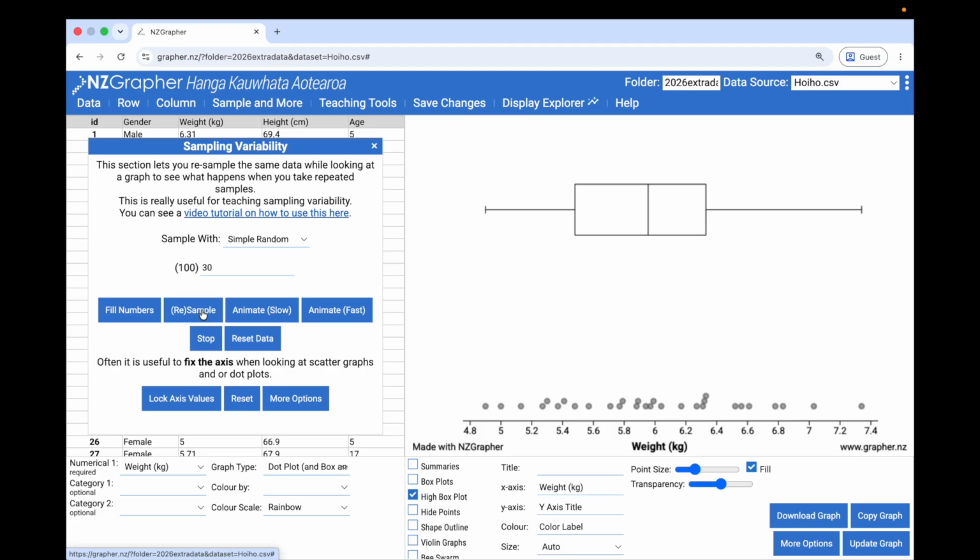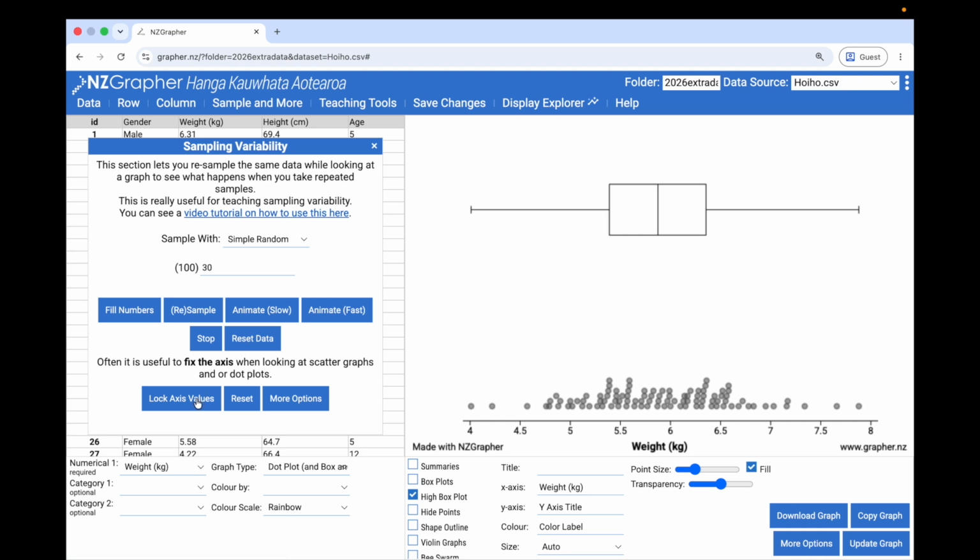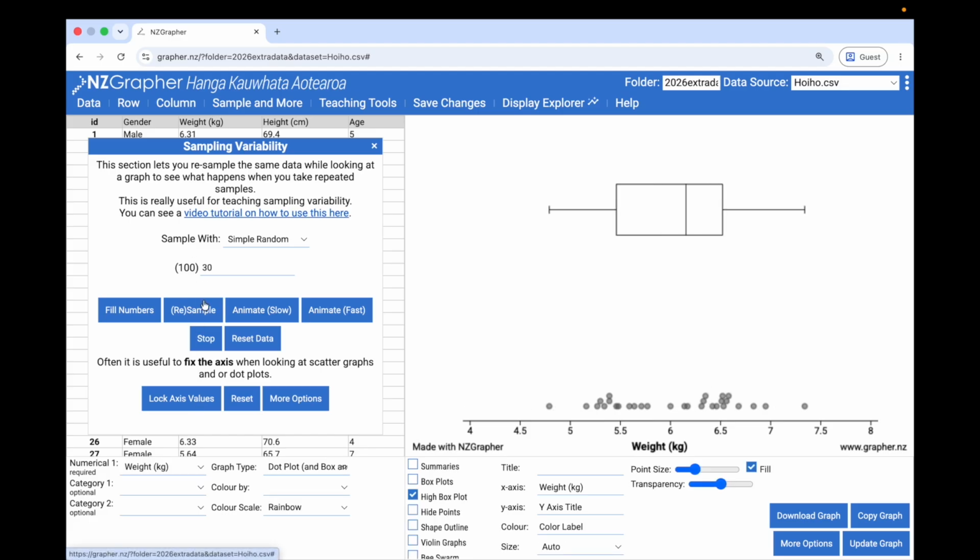Now what I'm going to do though, is I'm just going to reset that for a moment, and I'm going to lock the axis values. I forgot that when we started. Locking the axis values means that this always stays at 4, and this one always stays at 8, so as we're bringing the graphs up, it will not adjust them. So there we go, there's another sample that I've taken.